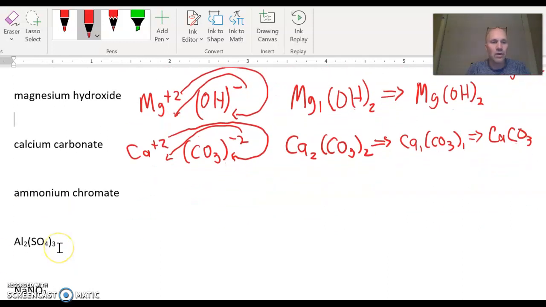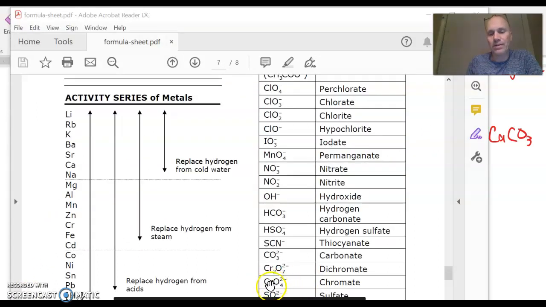Okay, one last one, ammonium chromate. The thing that's different about this is that both the cation and the anion are polyatomic ions. So NH4 plus, and then what is chromate? So chromate I can see down here is CrO4 with a, excuse me, a -2 charge.